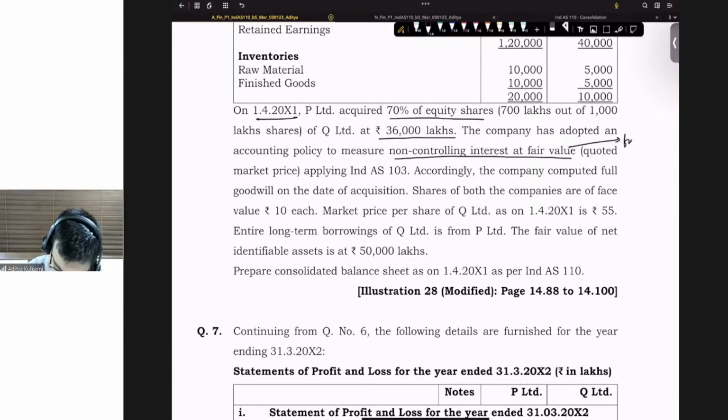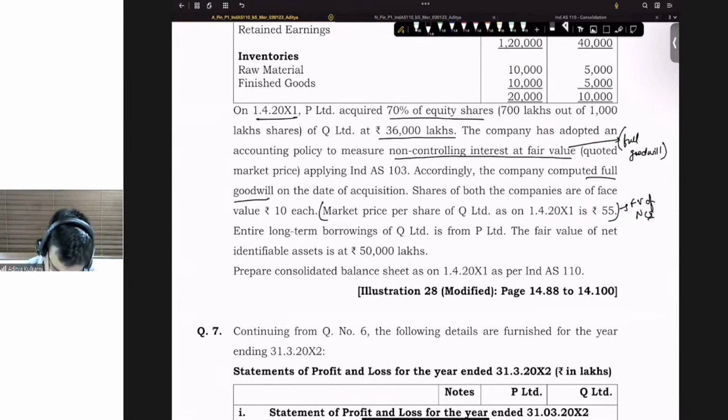That means the goodwill is full goodwill method. Accordingly, the company computed the full goodwill on the date of acquisition. Even if this line was not given, we would understand. Shares of both the companies have a face value of 10 each. Market price per share of Q is rupees 55. This is needed for the fair value of non-controlling interest.